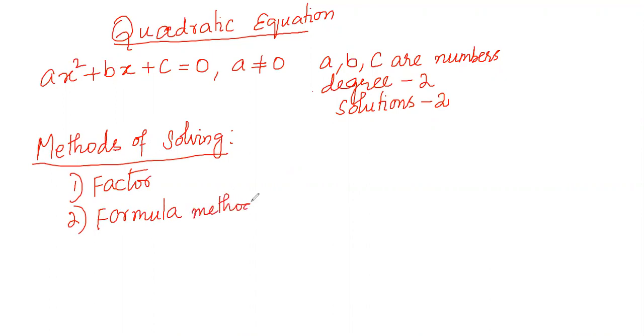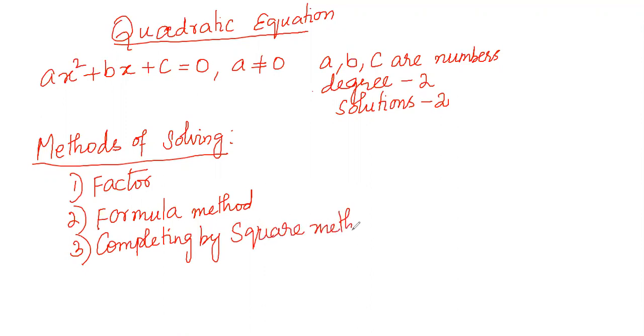Third one is the completing the square method. And the last one is the graphical method. So we are going to see the first 2 methods, which are the factor and the formula methods.